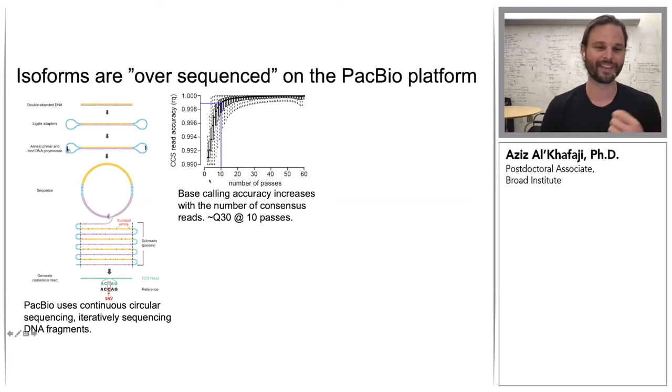And so again, shown here on the x-axis, as the number of passes around this molecule increases, so does the base calling accuracy. After around 10 passes or so, you can begin to see that there's a steep drop off or plateau in the increase of base calling accuracy. So there's really diminishing returns once you get past 10 or so passes.